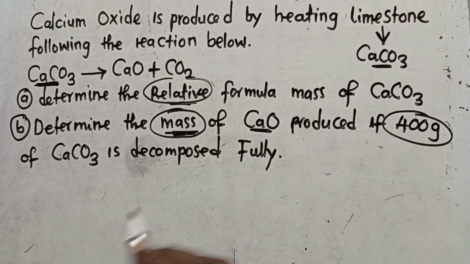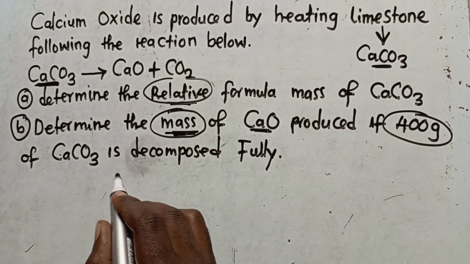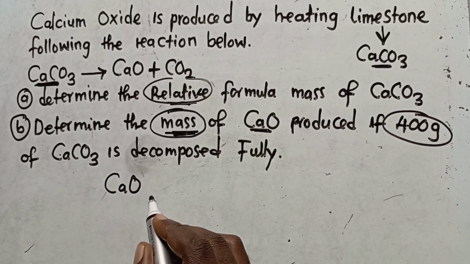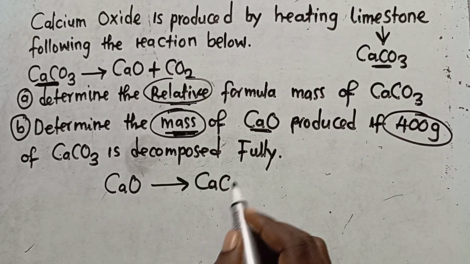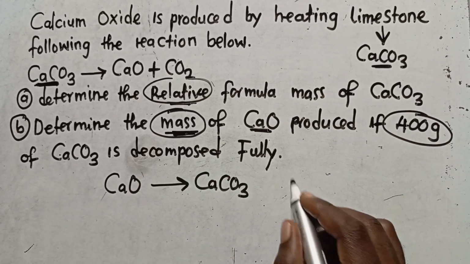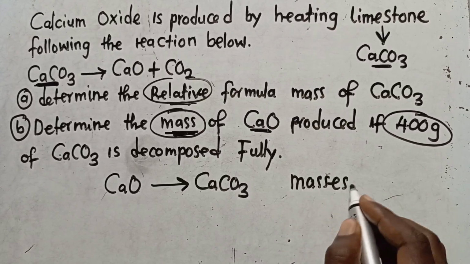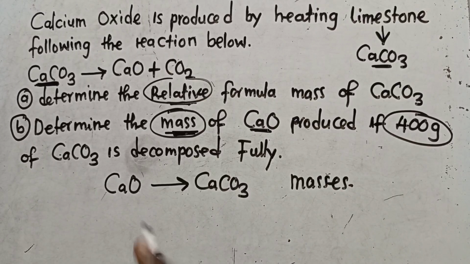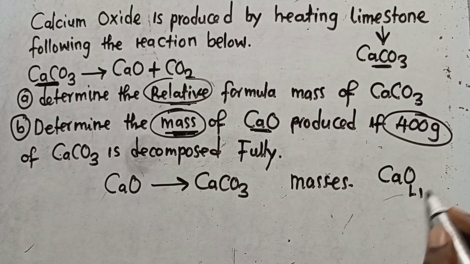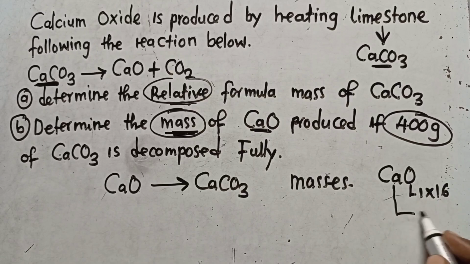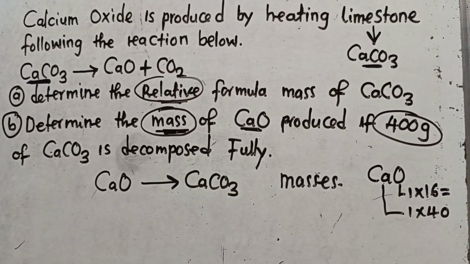So I'm going to say I just need to equate this one. I'm told to find the mass of calcium oxide when I'm given the mass of this other one, which is calcium carbonate. So I'm using their masses to determine the mass. So what is the mass of calcium oxide? I do the same thing, calcium oxide like this. So it is just 1 times 16, 1 times 40. So I'm going to get 16 there, I'm going to get 40 there.